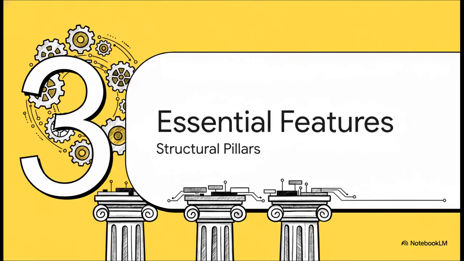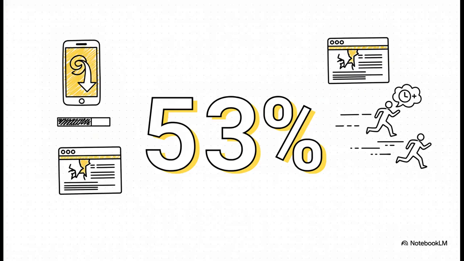Okay, part 3, essential theme features. These are the structural pillars. We know the types of themes out there, so let's go a bit deeper into the core functional elements that any modern theme really needs to survive in today's digital landscape. Consider this startling little statistic. 53%. That is the percentage of mobile users who will literally just abandon a website if it takes longer than 3 seconds to load. 3 seconds.